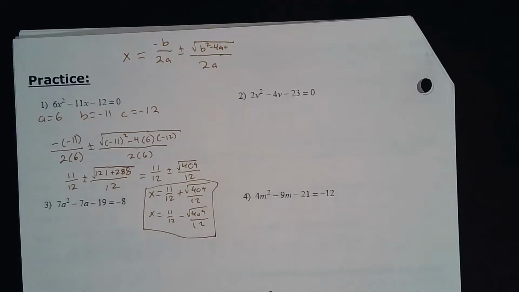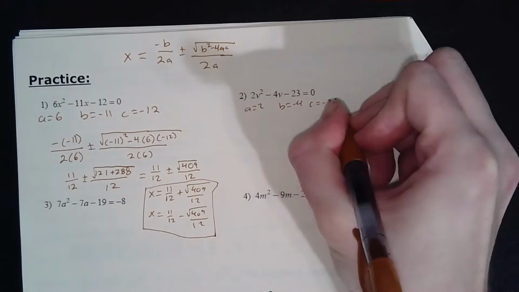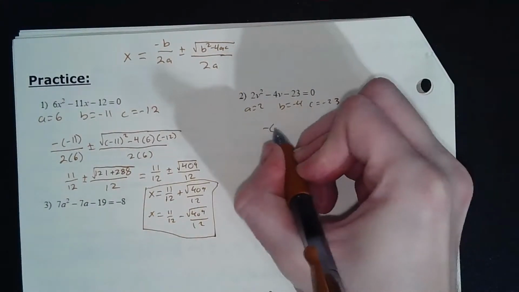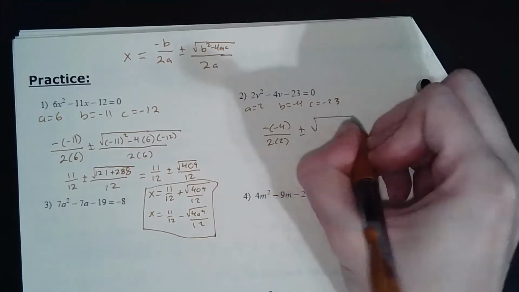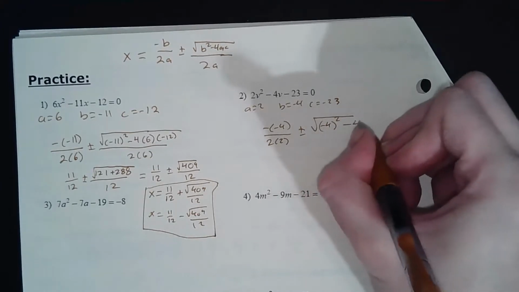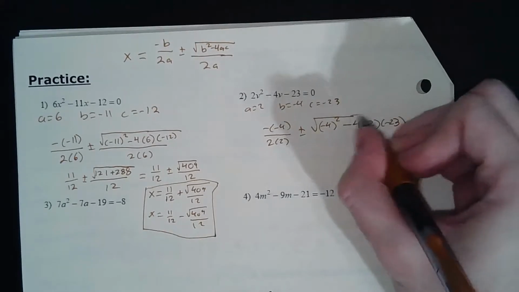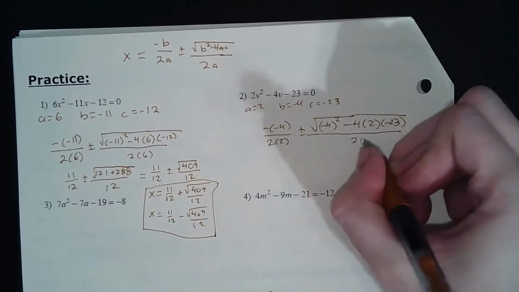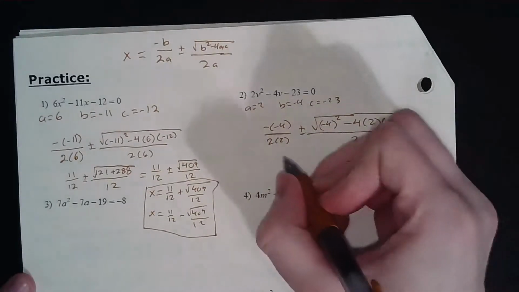Number 2, again, we got that a equals 2, b equals negative 4, c equals negative 23, and we are plugging and chugging. We got negative of negative 4 over 2a plus or minus the square root of negative 4 squared minus 4 times a times c, all divided by 2 times 2. Again, all I've done is replace every single one of those letters in the quadratic formula with the required numbers. A negative of a negative 4 is a positive 4.